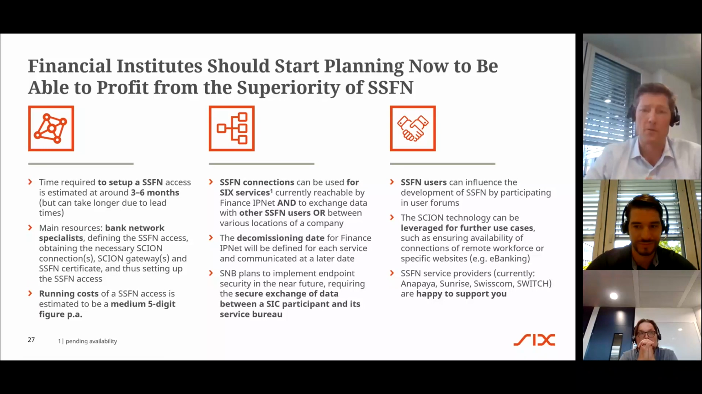technology, however, which can also be implemented in other ISDs, of course, provides further use cases which we haven't gone into today, but which can include things like remote workforce, which has been tried and tested. It can be used, for example, to reach specific websites. Going forward, this could be quite interesting for banks offering e-banking services or the like. And of course, as also mentioned many times, all the service providers, SIX included, are very happy to support you in setting up the Ssfn connection, to support you in design setups and the like.